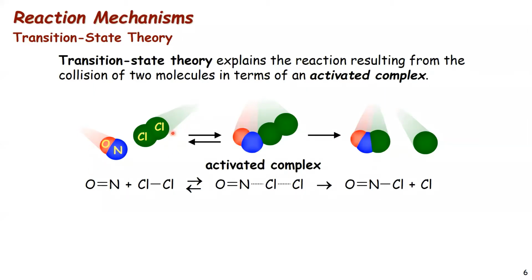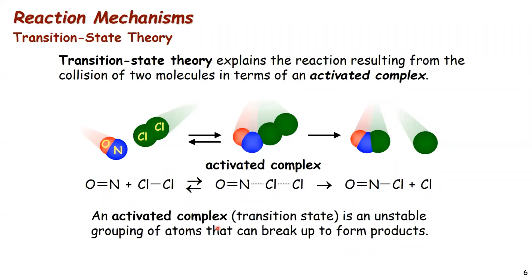So there it is again. The molecules come together with the proper orientation. They form an activated complex. If they have enough energy, they're going to actually form the products. Now keep in mind, a free chlorine atom can react with this compound here, nitrosyl chloride, and actually go backwards and form nitric oxide and chlorine. So right now we're just talking about the forward reaction, but the reverse reaction can also occur.